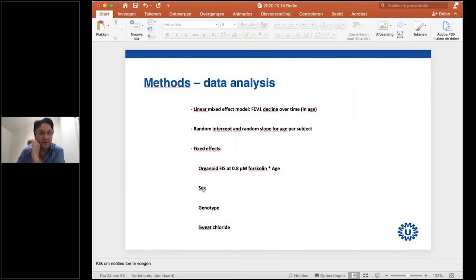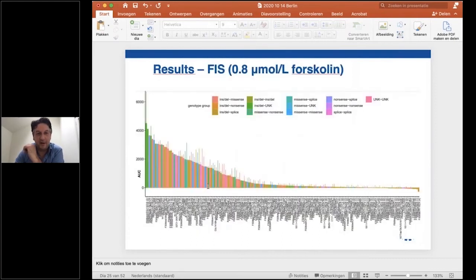But the goal here obviously was to look at various potential predictors like organoids or sweat chloride levels or genotype or sex, and how this relates then to these various clinical phenotypes. This is how the organoid responses look in the cohort. All the color schemes are different types of mutations.